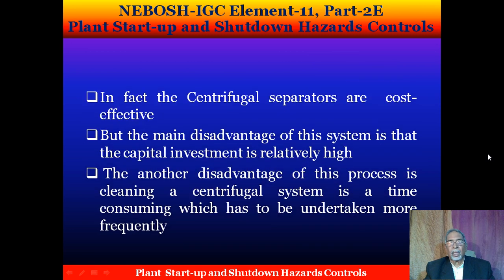In fact, these centrifugal separators are cost effective. But the main disadvantage of this system is that the capital investment is relatively high. Another disadvantage of this process is that cleaning a centrifugal system is time consuming and has to be undertaken more frequently.